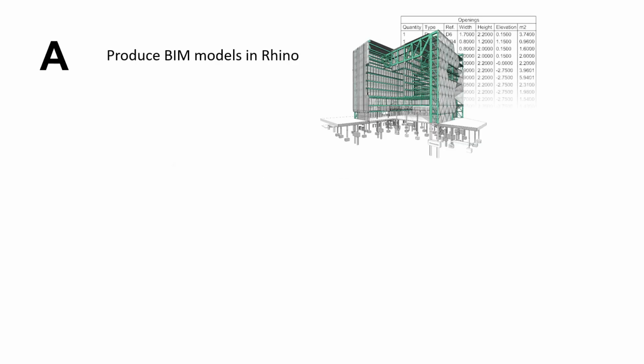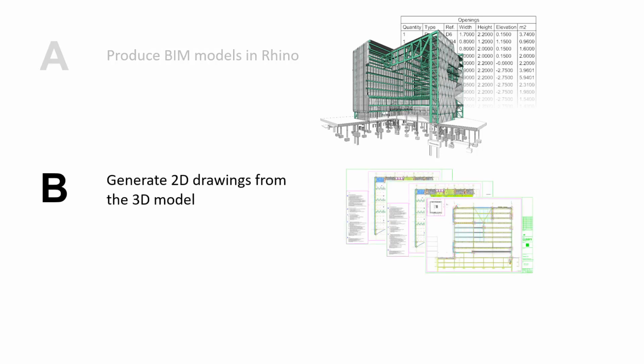First of all, VisualARQ provides tools to produce BIM models in Rhino. That means that you can turn any Rhino geometry into an informed object, annotate it with data, and report quantity takeoffs. Secondly, VisualARQ adds tools to generate plan views, elevations, and section views from any 3D model.